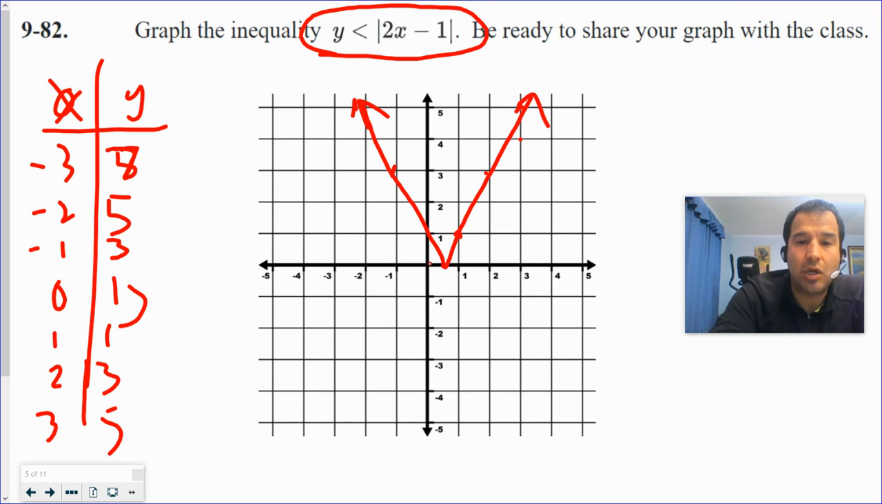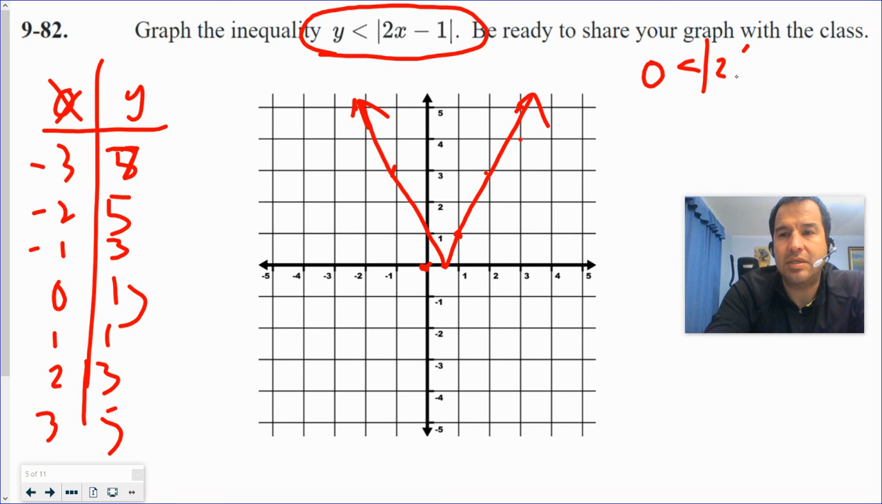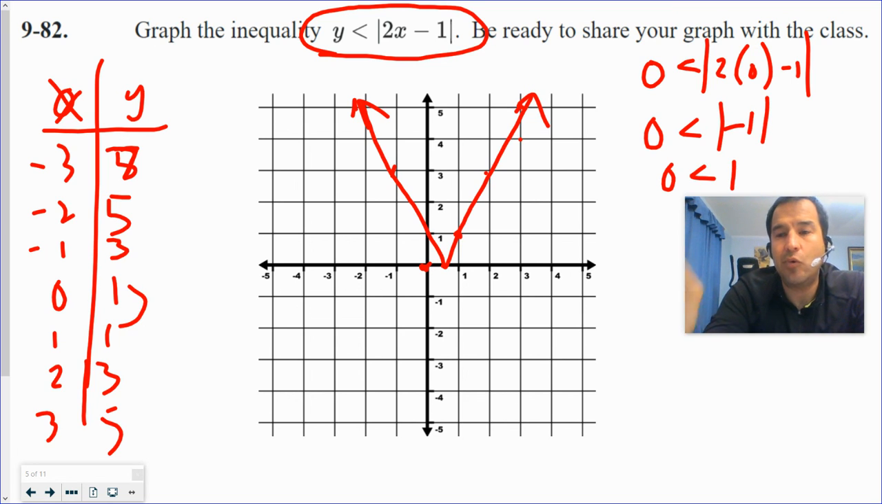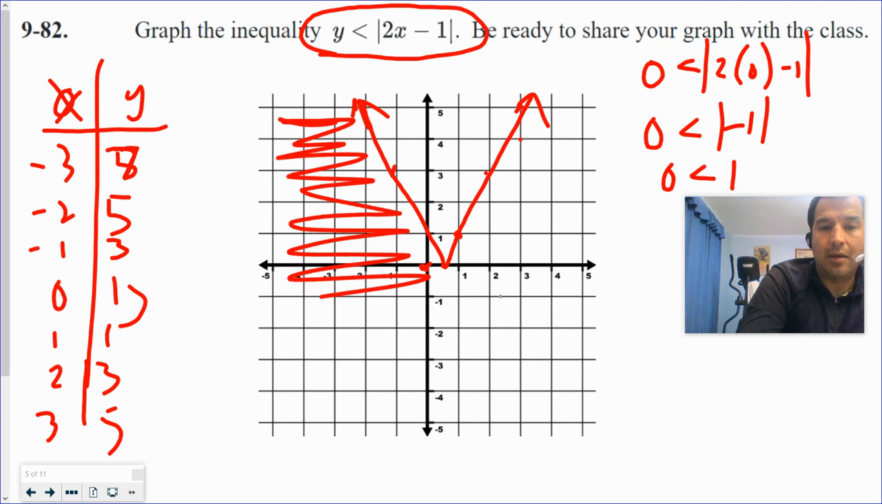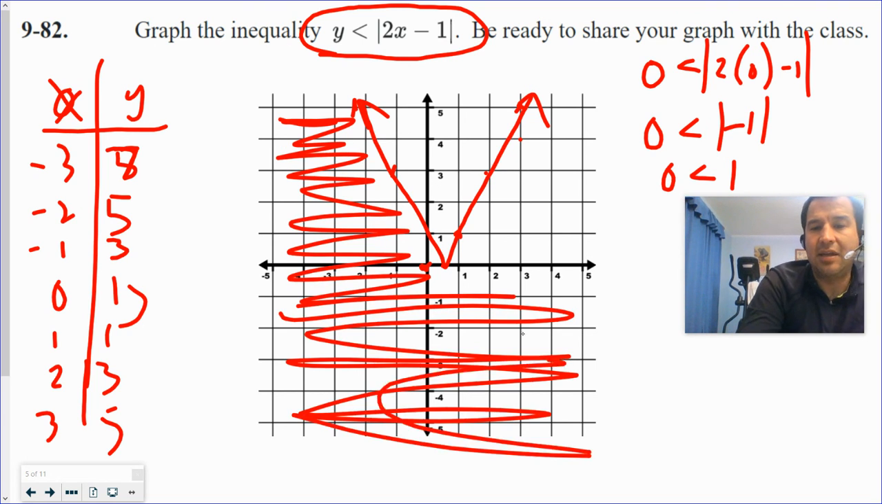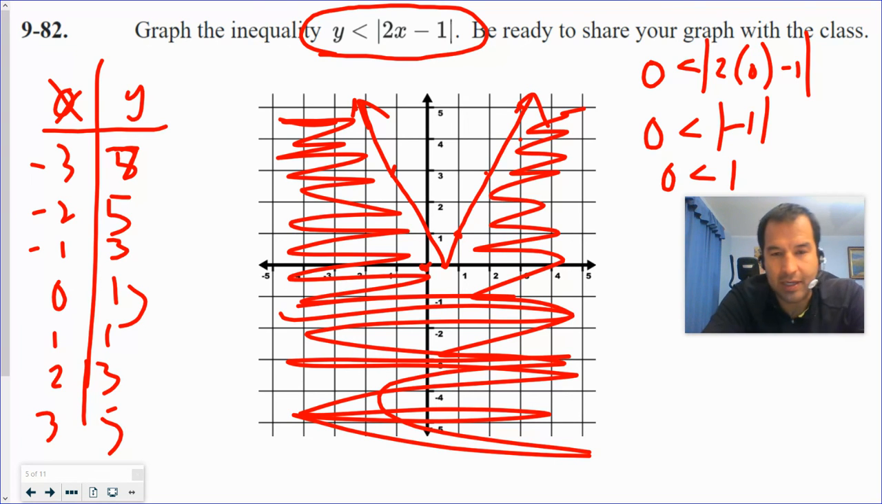And then I plug in (0,0). Okay. (0,0) is on the outside of this line here. If it does work, it would shade in everything around it. If it doesn't work, it would shade the inside of the V, which is interesting. Okay. So is 0 less than the absolute value of 2 times 0 minus 1? 2 times 0 is 0, minus 1 would be the absolute value of -1, which is 1. Is 0 less than 1? Yes, it is. Therefore, everything on the outside of the absolute value would get shaded in.